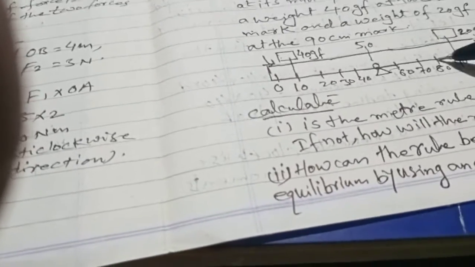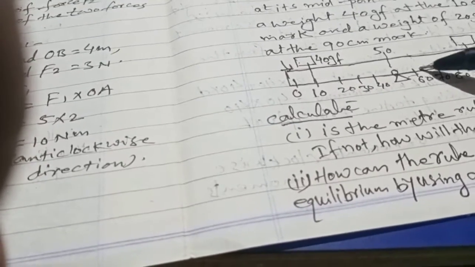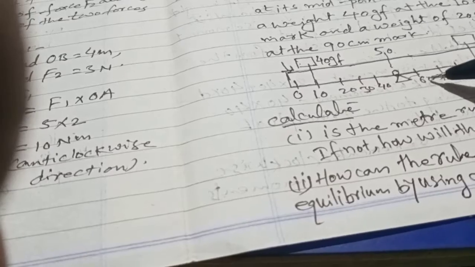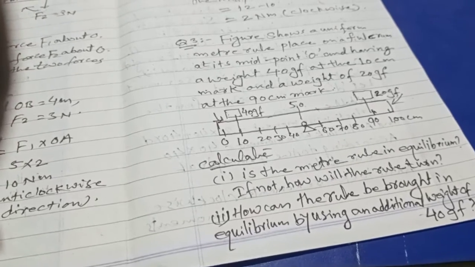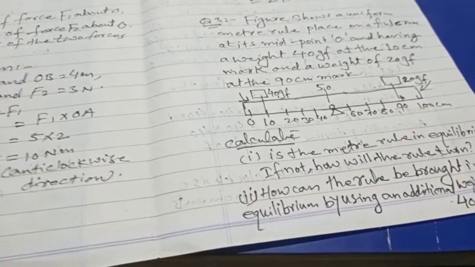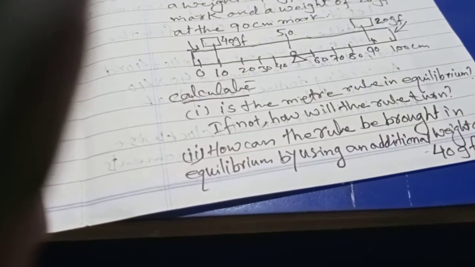So 90 to 80, 10; 80 to 70, 20; 70 to 60, 30; and 60 to 50, 40. What to calculate? Is the meter rule in equilibrium, meaning balanced? But if not balanced, for the weights given in the diagram, how will the rule turn? How many distance will the rule turn? This is the first question.